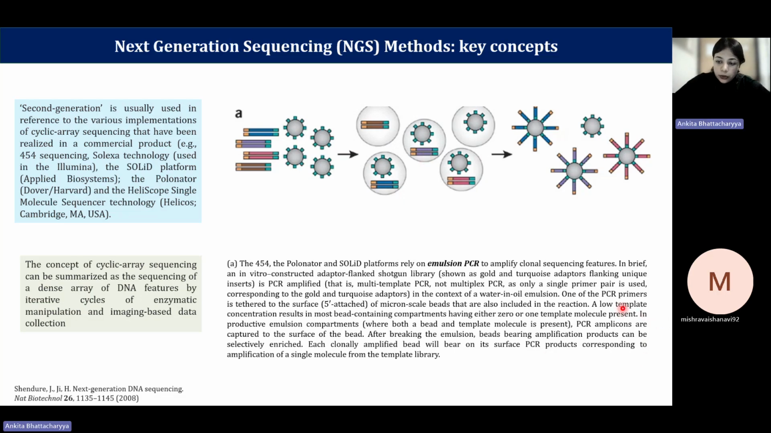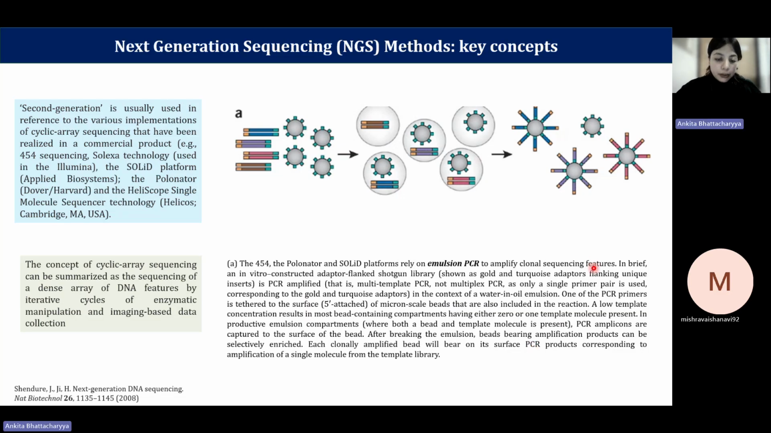So what does it do? One of the PCR primers, like I just mentioned, is tethered to the surface of micron scale beads. A low template concentration results in most bead containing compartments having either 0 or 1 template molecule present. So you have to titer it accordingly. Titer means you have to give a range of concentrations, and determine the most optimal concentration to make sure that one droplet only has one template reaction, so non-specific results cannot be ascertained.